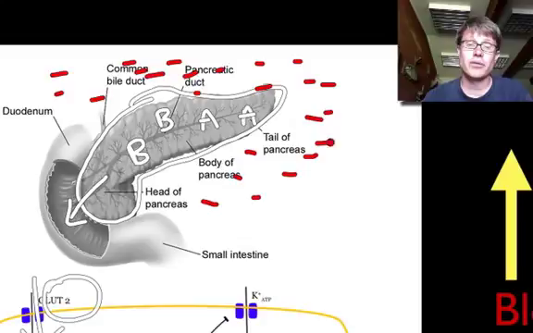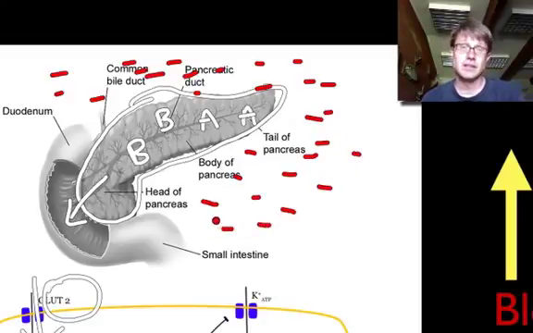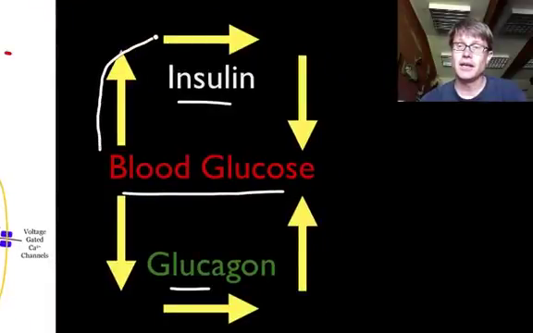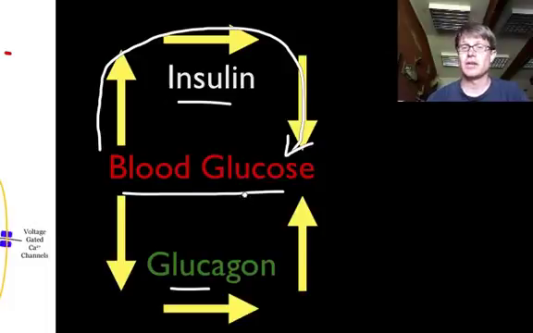And that's going to move throughout your whole body. And it's going to trigger cells in your body to take in that blood glucose. And it's also going to tell your liver to store that as glycogen. And so when your blood glucose level goes too high, insulin is secreted, and that's going to cause your blood glucose level to go down.